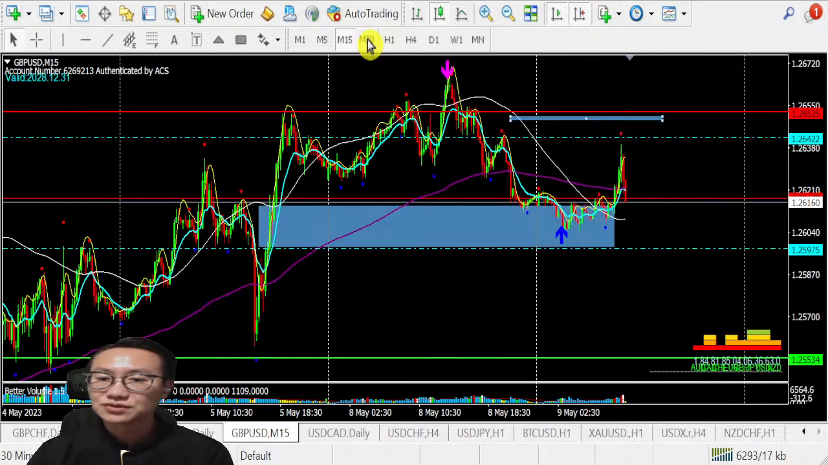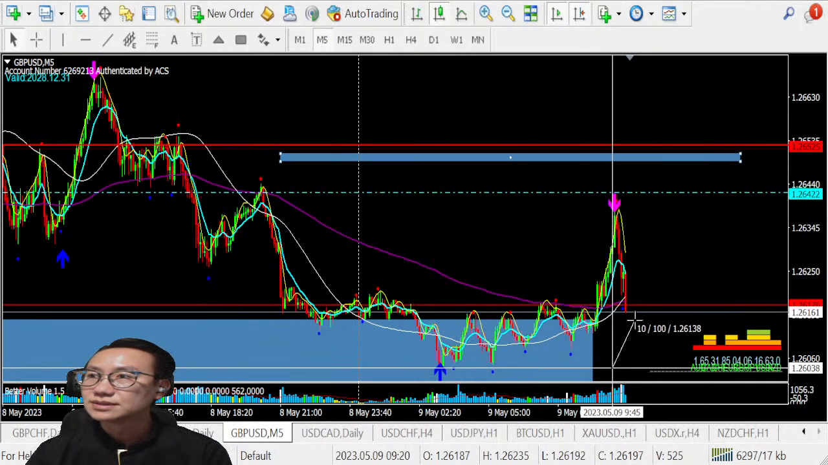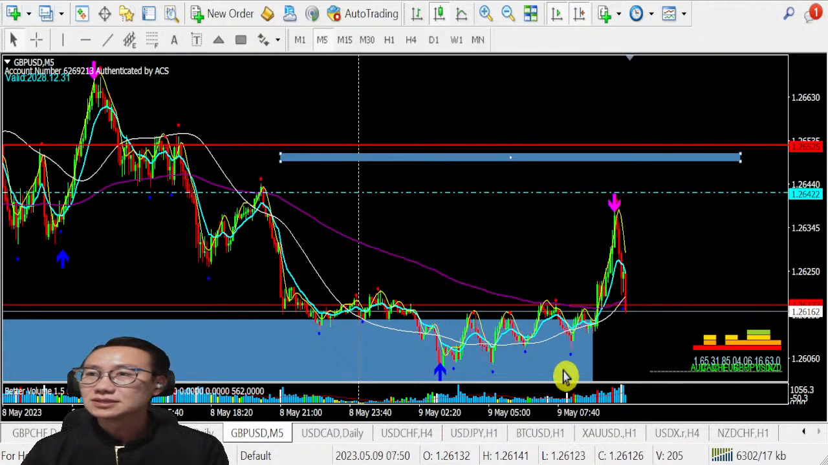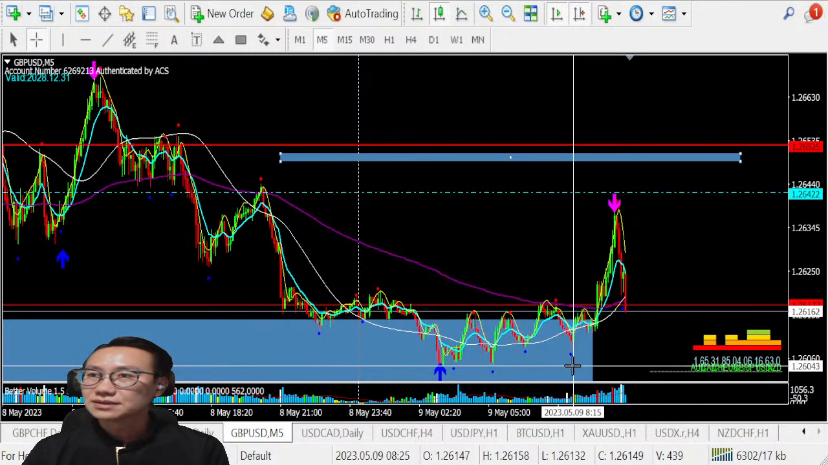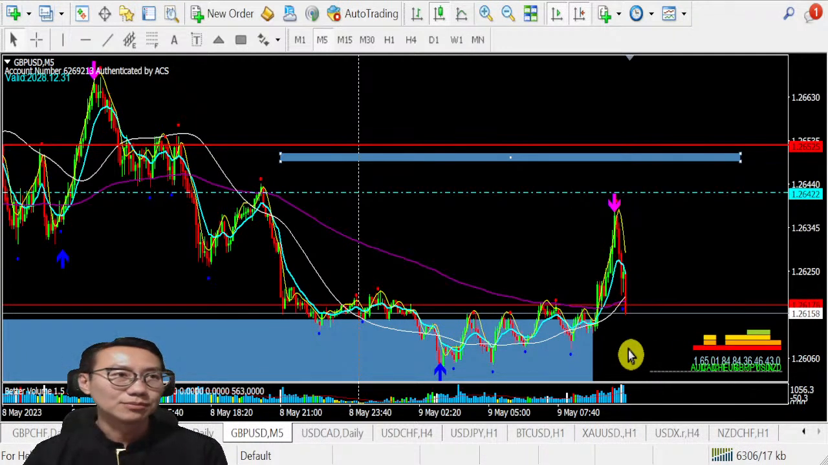Looks like it's going to sell straight down to take out the Asian low, over here. We still have about 12 pips to go. It looks like the pound dollar has started to sell down now to take this low. After it takes out the lows, there may be a good chance. We'll see how it goes.